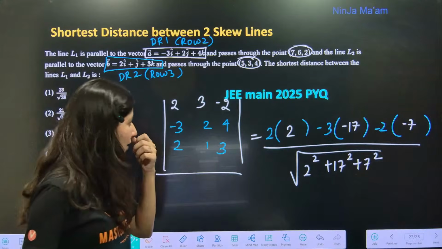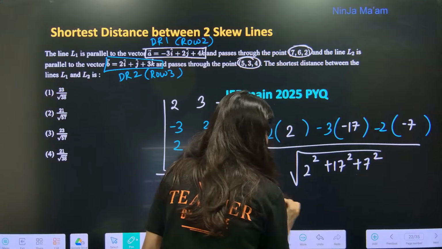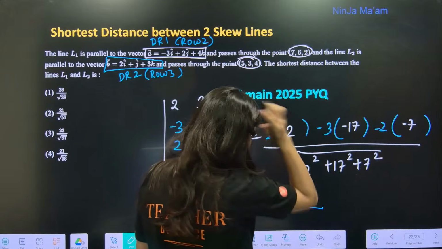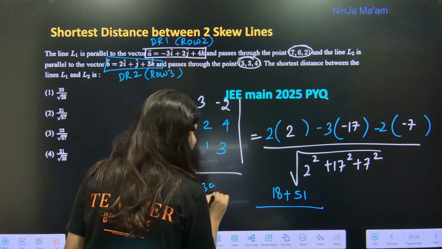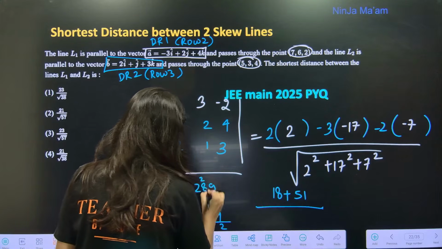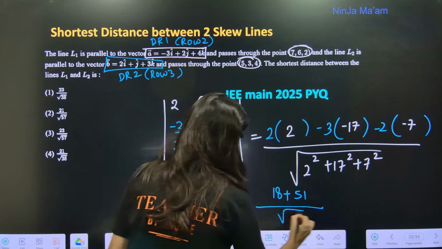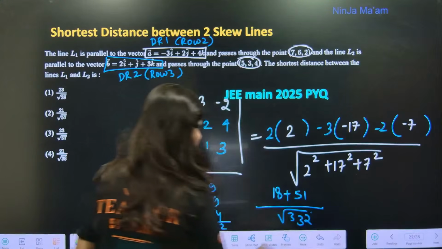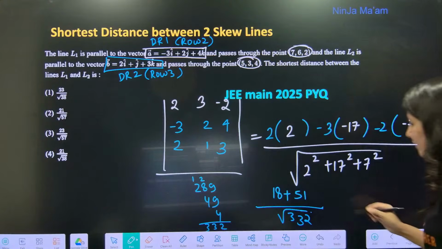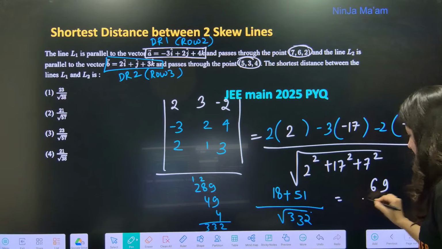Done. Now you have to calculate. So 2 2s are 4 plus 14, 18. 18 plus 7 3s are 21, and upon this is 289. 289 plus 49 and plus 4, so this is 332. It will be divided by 4. It will be divided by 4. So this is 8 plus 1 is 9, and 5 plus 1 is 6, and 332.